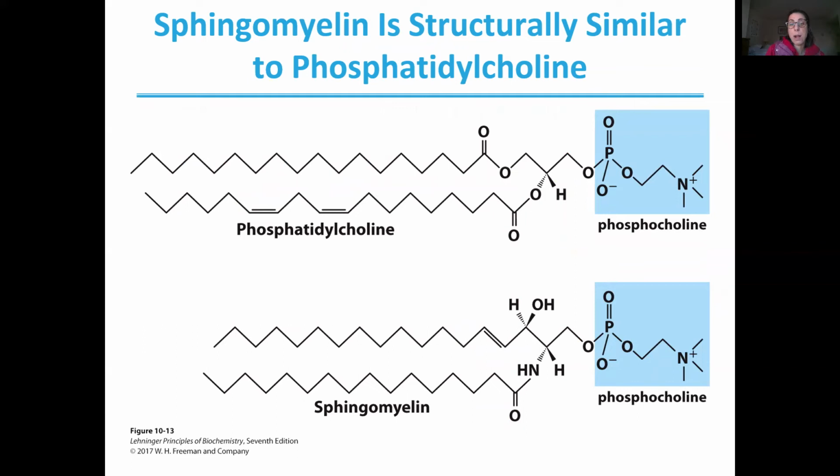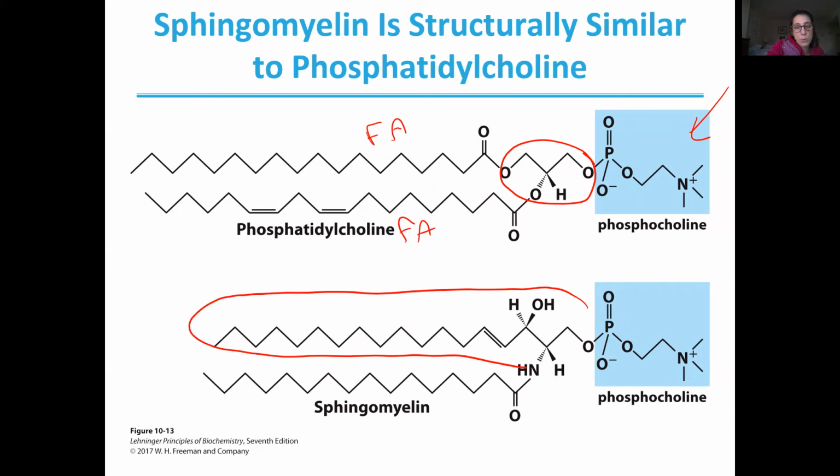Now, note again that sphingomyelin is structurally similar to a phosphatidylcholine, a PC group. Remember, phosphatidylcholine uses glycerol as its backbone. It has 2 fatty acids and a phosphocholine head group. Sphingomyelin is structurally very similar, except remember that this whole portion is our sphingosine. But it does resemble a fatty acid group, right? It has a very large hydrocarbon tail, similar to a fatty acid group.